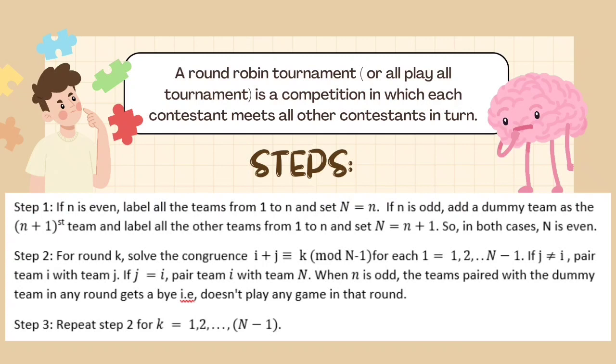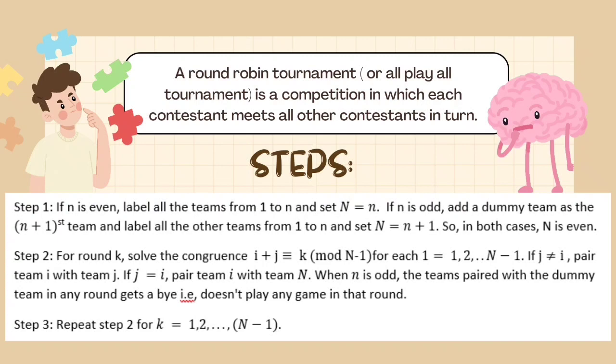Step 2. For round k, solve the congruence i plus j is congruent to k mod N minus 1, for each i equal to 1, 2, until N minus 1. Take note that k represents the round number. If j is not equal to i, pair team i with team j. And if j is equal to i, pair team i with team N. So when small letter n is odd, the team paired with the dummy team in any round gets a bye, or it doesn't play any game in that round.